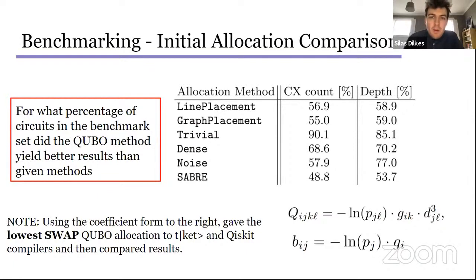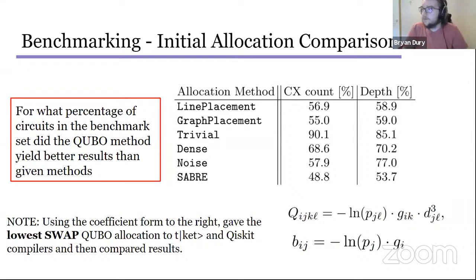Okay, so for the line placement and graph placement case, you've passed the QUBO allocation to Ticket's routing method, and for the other 4 to Qiskit's. Mm-hmm. Okay. Out of interest, for the routing you did with Ticket, just because I'm involved with it, what parameters did you use for the actual solutions you found?